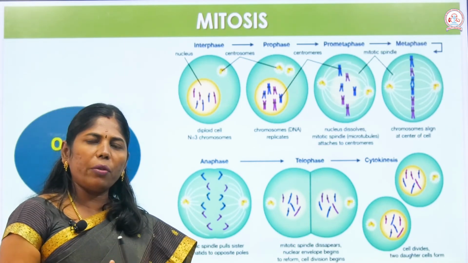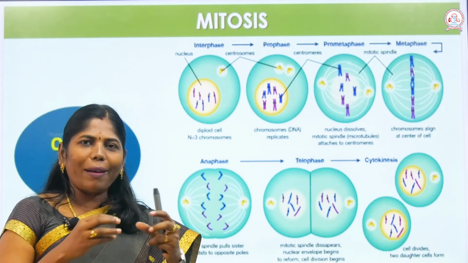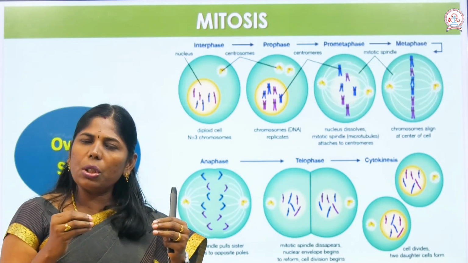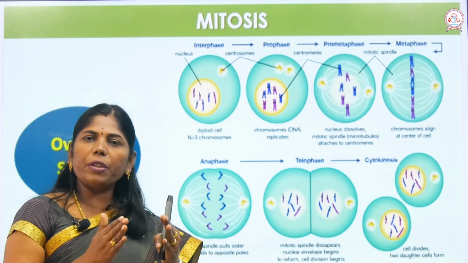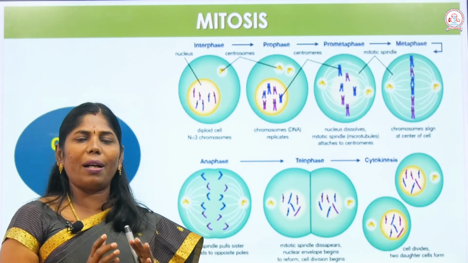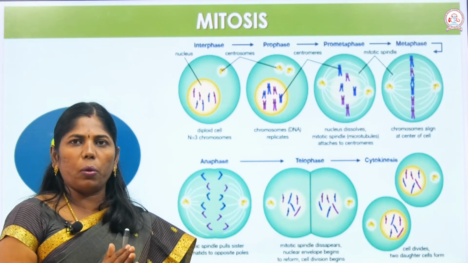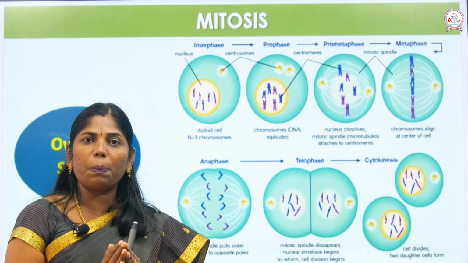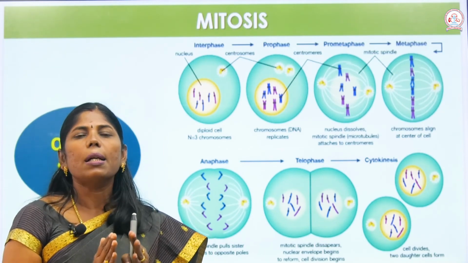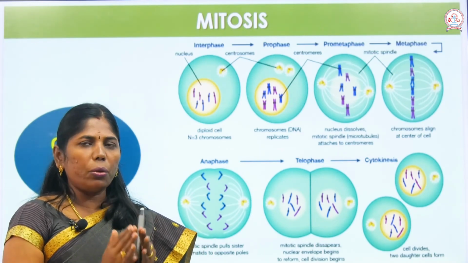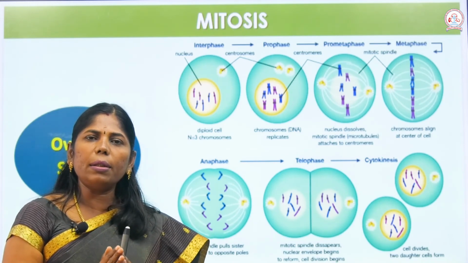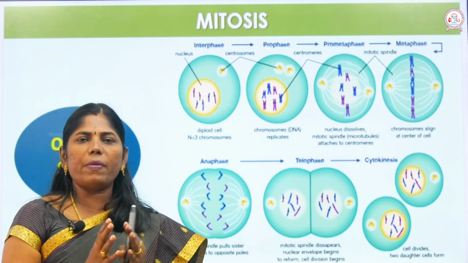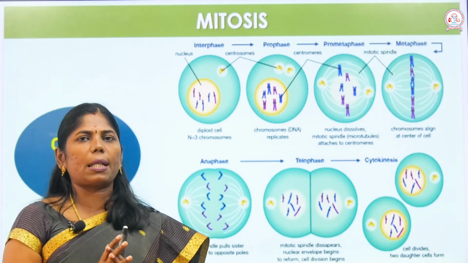What about the metaphase? All the chromosomes are arranged on the equatorial region. All the chromosomes are attached to the spindle fibers. One end of the spindle fiber is attached to the kinetochore and the other end is attached to the opposite pole. That is known as the equatorial plate, otherwise the metaphase plate. During metaphase the structure, shape, size and number of chromosomes are very clearly visible. We can study the morphological structure of the chromosome.